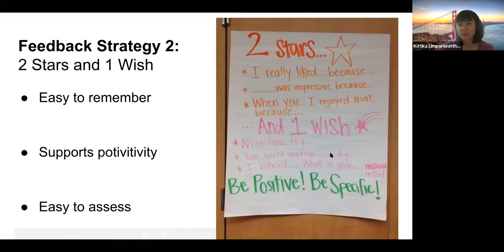It's the same idea, but just a variety of it. This is not something I created myself. Actually, any one of you can just search on Google for all of these strategies, and maybe you would like to apply them. So the 2 stars and 1 wish is where you tell the students two things you like about their writing, and one wish. The wish could be something you wish them to improve, or something you wish to see in their piece of writing.